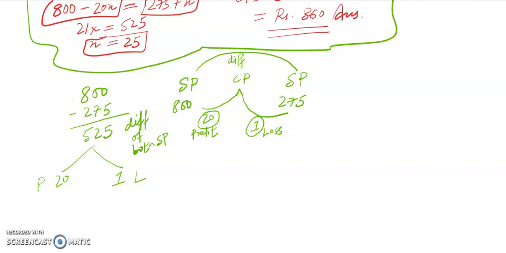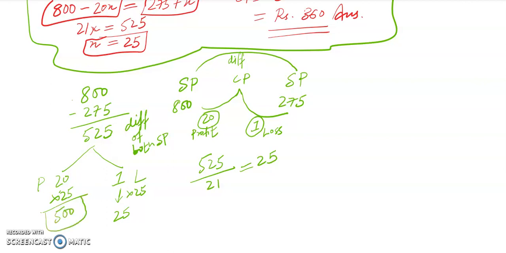So if we divide this, 525 divided by 20 plus 1, which is 21. So 1 unit will represent how much? 25. So 1 into 25 is 25. So loss will be 25, and 20 into 25 will give us 500. So 500 will be our profit and 25 will be our loss.